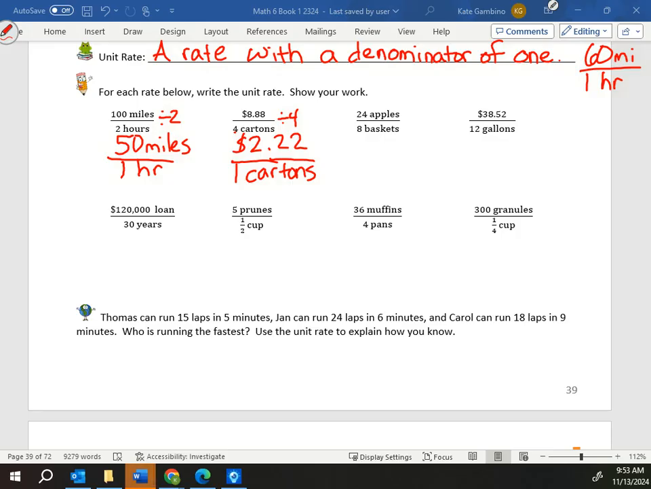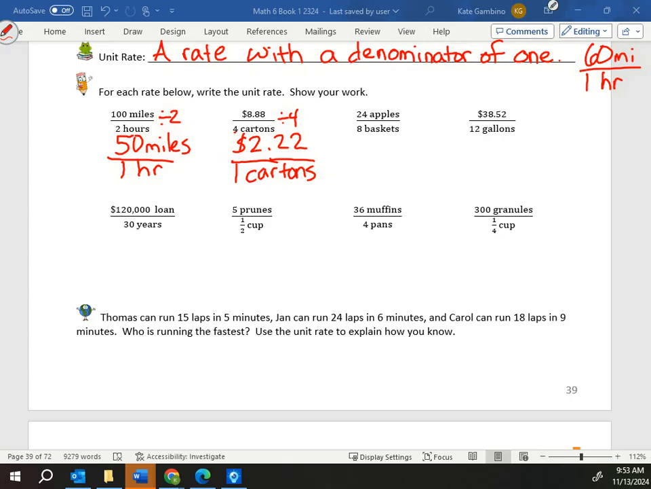If the store's having a sale and says you can buy 4 cartons of eggs for $8.88, what do you think, why would we want to do this, Emma? It's telling us that for every carton we're buying, we're paying $2.22. It's telling us how much it would be to buy just one.